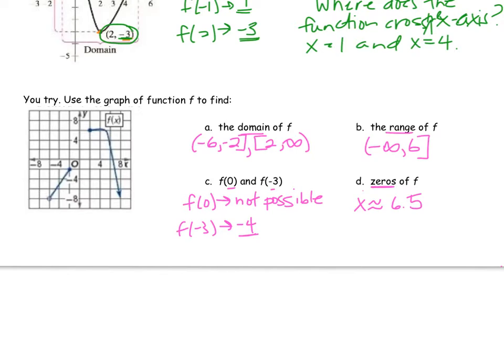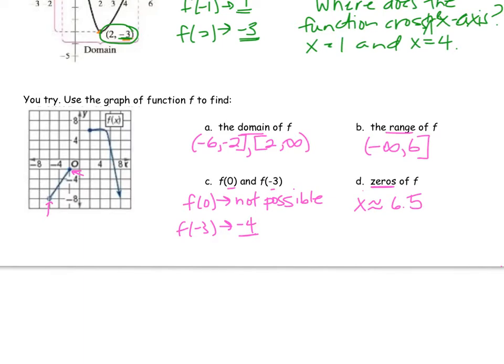First, let's start with domain, letter A, the domain of f. Notice from left to right, we've got an open circle down here, and then a closed circle right there. So that's just a shortened segment going from -6 on the x-axis, stopping at -2 on the x-axis. I used a parenthesis and then a bracket. And then there's a space in between. And then from 2 all the way to infinity, the graph will keep continuing on.